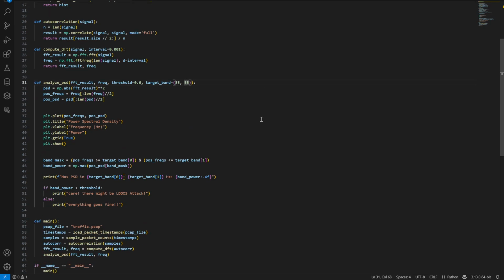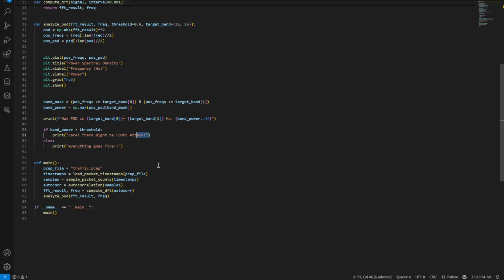Then after that analysis, we do the last phase, which is the power spectral density analysis. The output of the DFT is turned into a power spectral density graph, which we can examine to see whether energy is concentrated in the low frequency bands. If it is, we flag a potential LDDoS attack, showing a warning: be careful, there is an LDDoS attack.